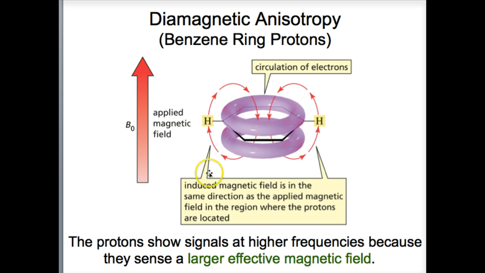So diamagnetic anisotropy describes an environment in which 2 different magnetic fields are found at different points in space. And we're talking about the applied magnetic field and the induced magnetic field. And notice here that the induced magnetic field is in the same direction as the applied magnetic field in the region where the protons are located. So they're in the same direction. This causes unusual chemical shifts for hydrogens bonded to carbons that form pi bonds. The protons show signals at higher frequencies because they sense a larger effective magnetic field.